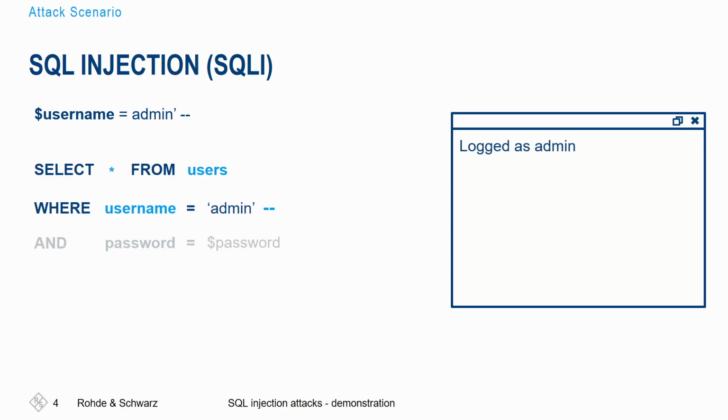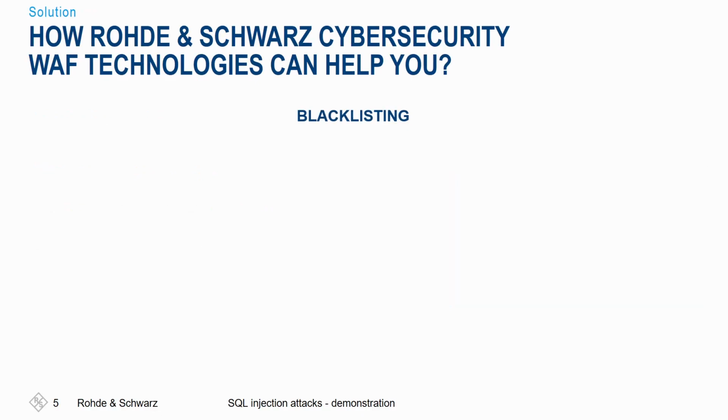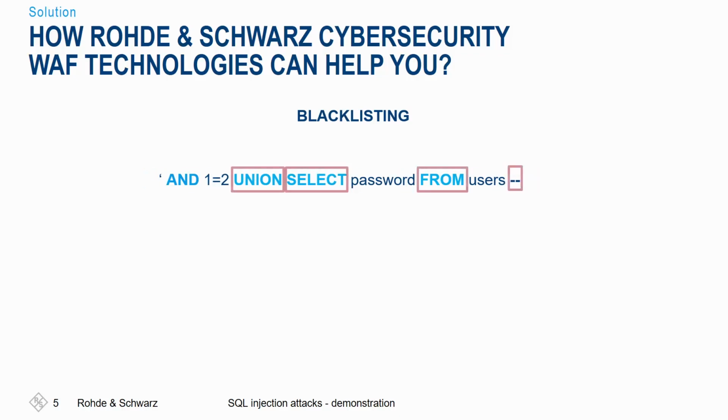To prevent the various types of SQL injections, Rodenschwarz Cybersecurity has web application firewall technologies with security engines built on 20 years of expertise. These security engines use several strong mechanisms, like blacklisting, for example. If the solution detects a pattern that is usually used to exploit an SQL flaw, the query will be immediately blocked and redirected.